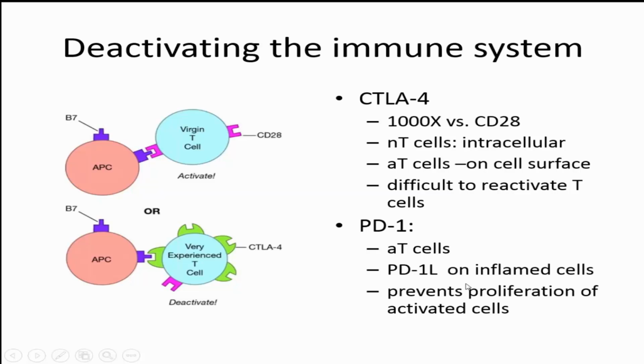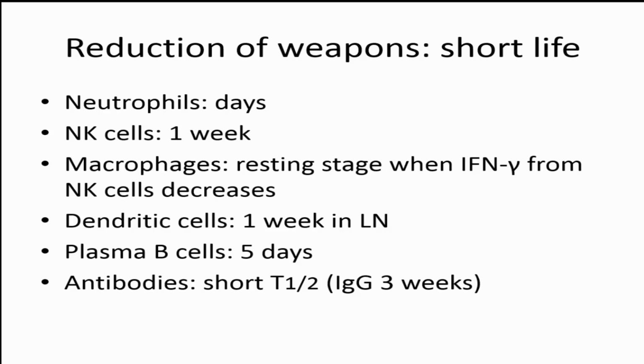In general, the other way to reduce the amount of inflammatory responses is that all the players that help to mount an immune response have a very limited half-life. If you think about neutrophils, they live for days, NK cells up to a week. Macrophages in general have a very long life, but they are in a resting stage. They are activated and kept in their activated state by interferon gamma, but that comes from NK cells. NK cells have a short life, so once the NK cells are no longer there, the source of interferon gamma is gone, so the macrophages are not in their activated stage, but return to their resting stage.